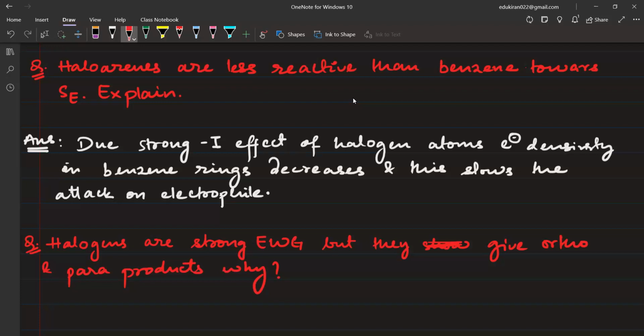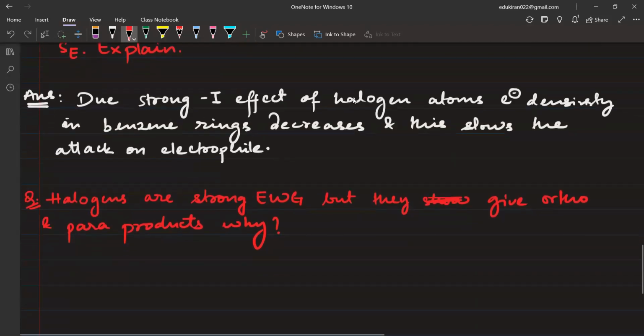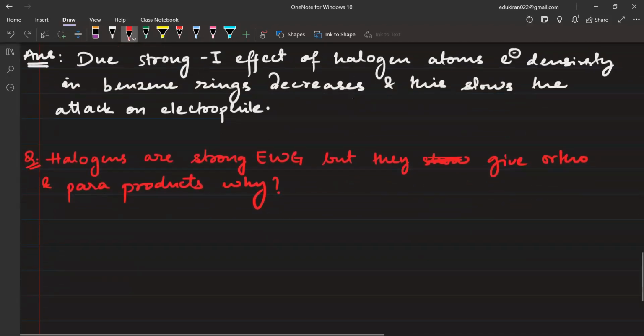Now, the reason is also there in 11th standard. If you have studied it, if you remember it, the answer is very simple. The halogens are strong electron withdrawing groups because of the minus I effect, but they give ortho and para products because of the resonance effect. Okay.